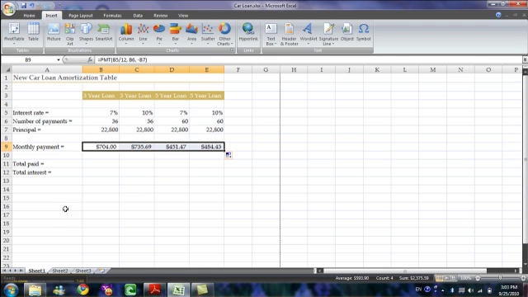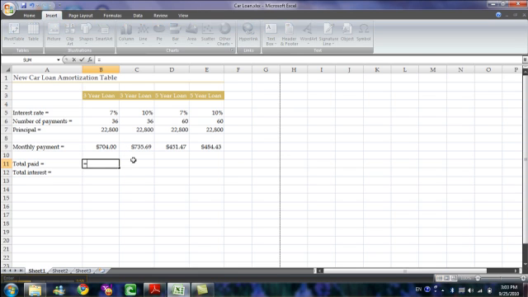Now in row 11, we have to enter a formula that uses cell references to calculate the amount paid. To do this, we must multiply the number of payments by the monthly payment. So in this example, I'm going to be using the formula equals B6 times B9. Press enter.